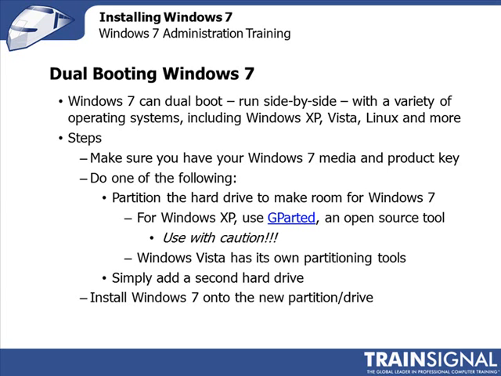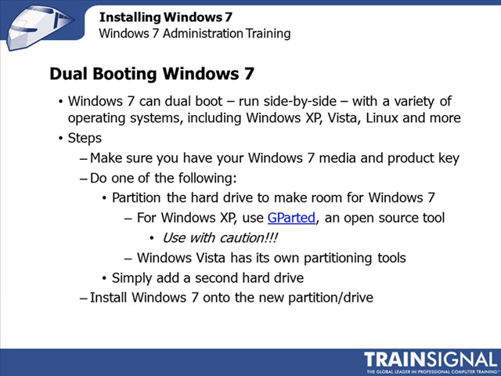There are some steps that you have to take in order to be able to begin the dual booting process. You have to make sure you've got your Windows 7 media and product key available. And then you have to do one of the following. You have to either partition the existing hard drive to make room for the new Windows 7 installation, or you have to add a second hard drive. I can tell you right now that partitioning an existing hard drive, if your goal is to make darn sure you don't lose your stuff, is incredibly dangerous.